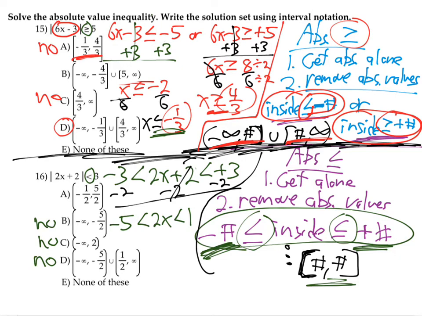Last step to get x alone. Divide through by 2. Minus 5 halves, 1 half. Of course that's the answer. We saw that coming.